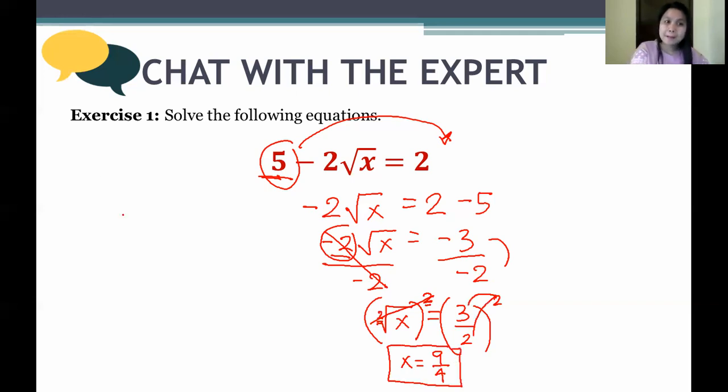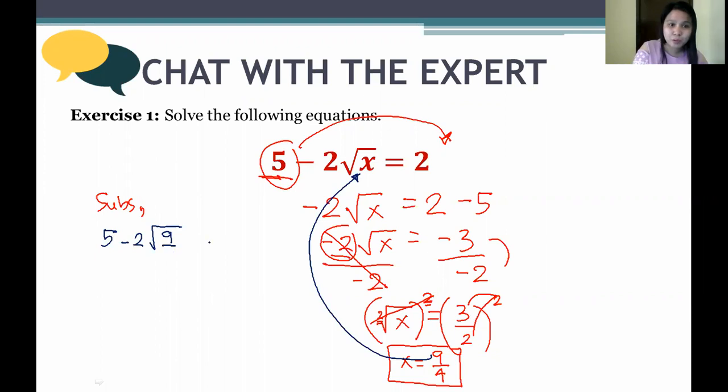9/4. But step 4 reminds us to substitute our answer or to verify. So let's substitute 9/4 to the value of x. Here, we substitute 9/4 to the value of x. So we now have 5 minus 2 square root of 9/4 equals 2.